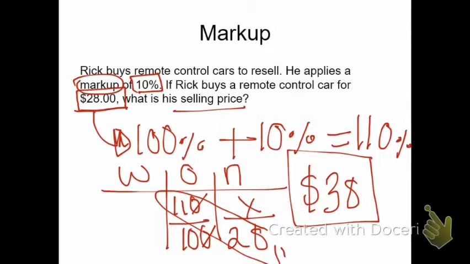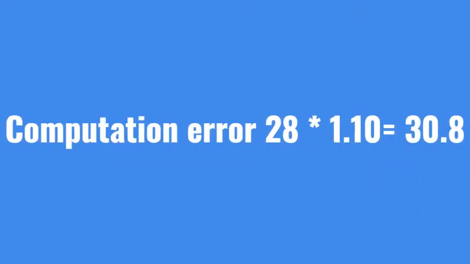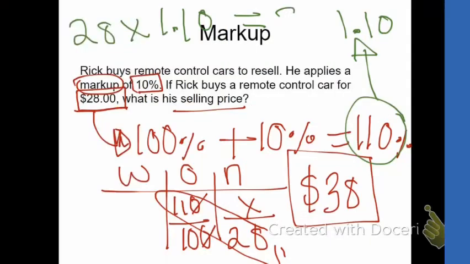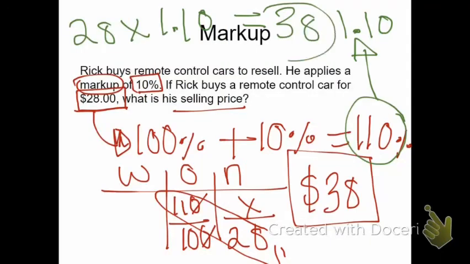Now, another way that we could do this, the decimal version, is, remember how we said it's 110%. Well, that 110% can be expressed as 1 and 10/100ths. So that's the same thing as multiplying 28 times 1.10, and you end up getting the same thing, which is $38. So those are the two ways that we can solve these. Like I said, markups and markdowns are a lot like percent increase and percent decrease, and we can solve these problems using percent proportionality.